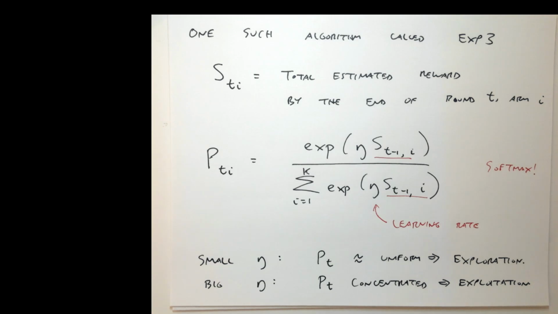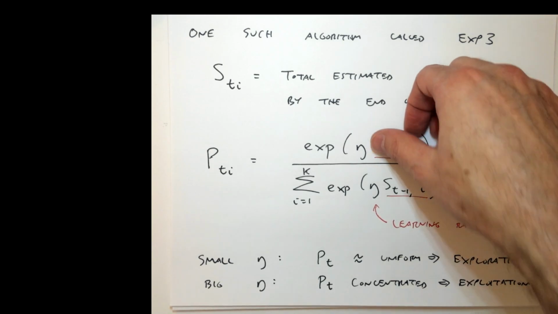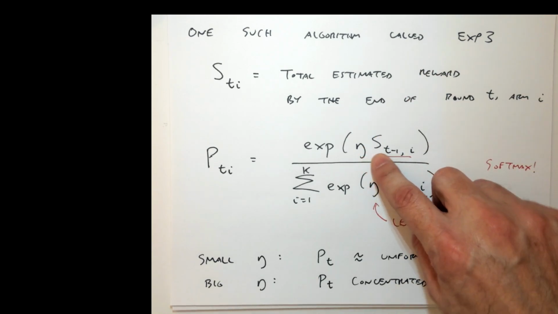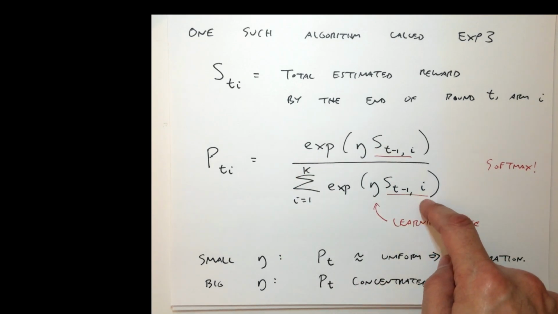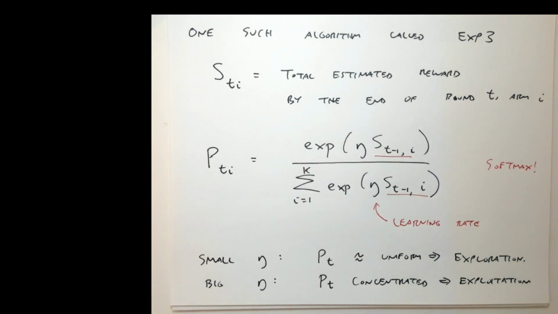And then, why is it again that with a small learning rate, P sub t is uniform, which means exploration, that you want to perform exploration? Right, so suppose this number was 0. Then the top value would be 1 and the bottom value would be k. That would be a uniform distribution over the k possible arms. So then I would choose randomly among the k arms in a uniform way.